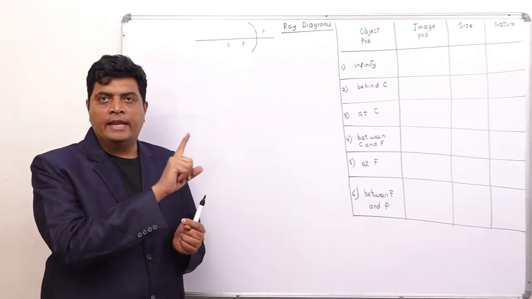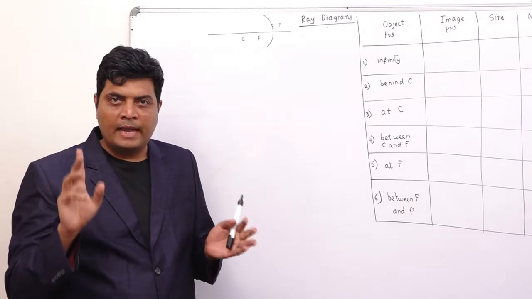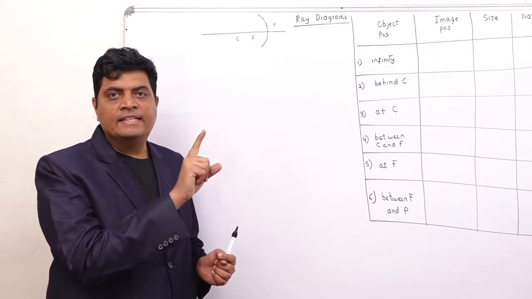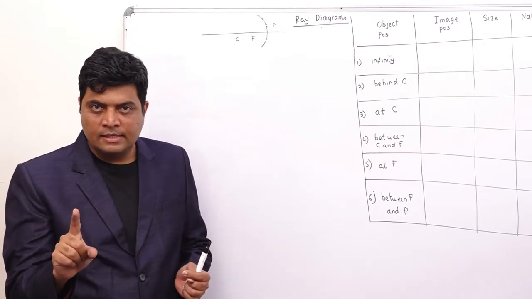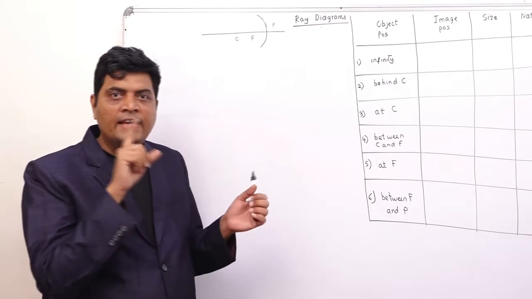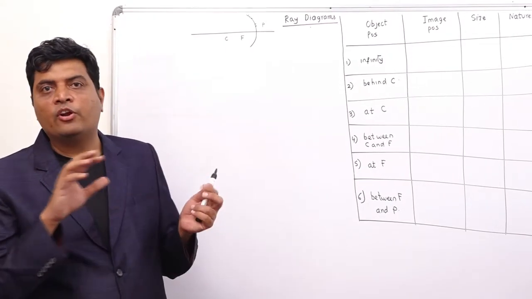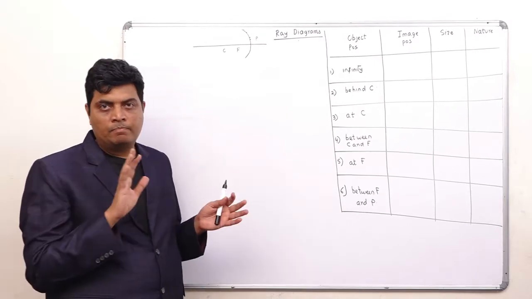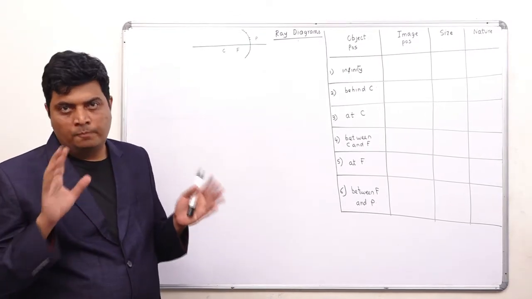When the incident ray is parallel to the principal axis, the reflected ray passes through the focus. When the incident ray passes through the focus, the reflected ray is parallel to the principal axis. When the incident ray passes through the center of curvature, the reflected ray traces the same path. This is the first thing that we should know.